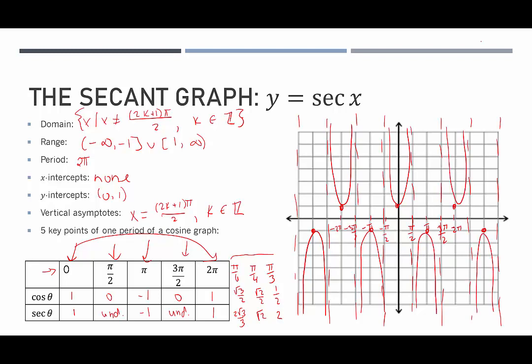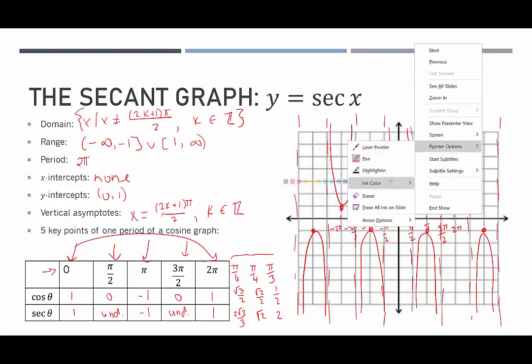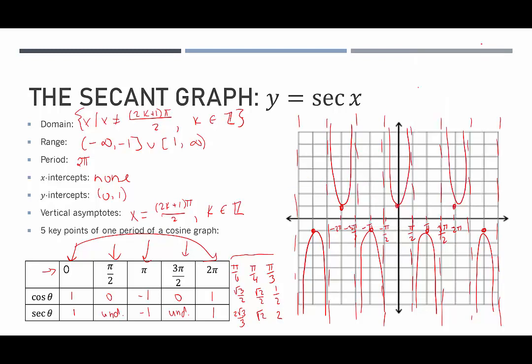And what's really cool, I'm going to change the color on this pen. What's really cool is to see this with the cosine graph. Pink color. We'll make the cosine graph blue. So the cosine graph would actually look like this. And so you can kind of see the reciprocalness happening there, which I think is pretty cool.